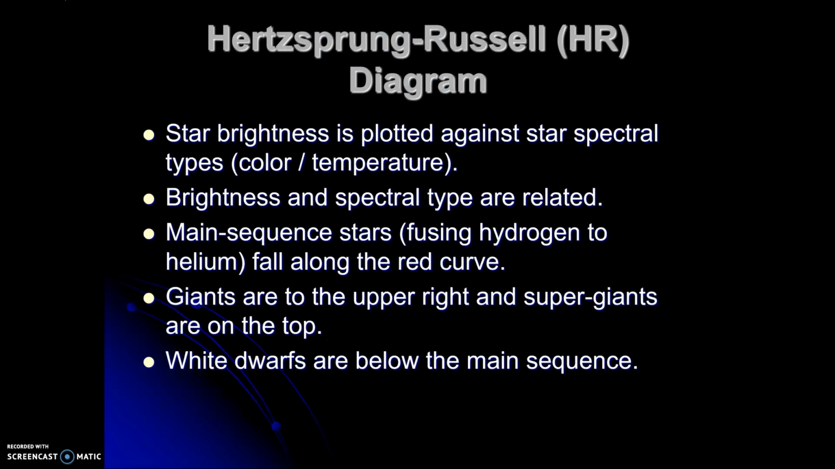So in our HR diagram, star brightness is plotted against our color and our temperature. Our brightness and spectral type are related, which we know. Main sequence stars are fusing hydrogen into helium, and they fall along that curvature right there. Our giants are very big, but sometimes not as hot. But since they are so large, they're luminous, so they're in the upper right. And our white dwarfs may be really hot, but they're not very luminous because they're so small, so they are below.